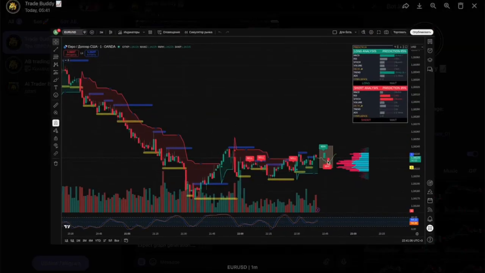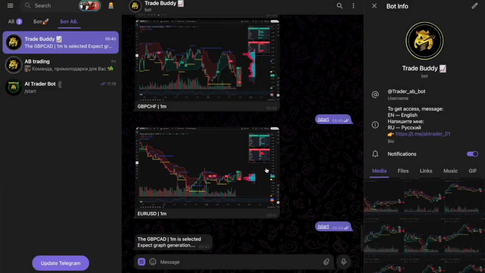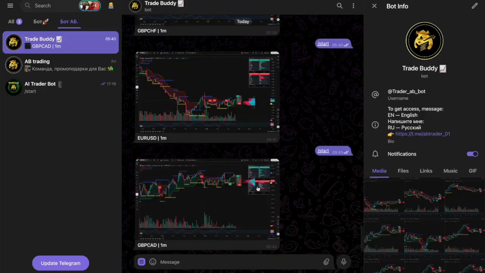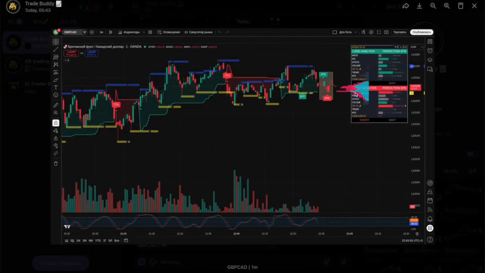The bot will give us a signal like this with a picture and an analysis, and we copy this signal and wait. Trading with the team is finished. Right now it's 22:43 Moscow time, so there's still time to trade. Until the markets close, I trade regular currency pairs.